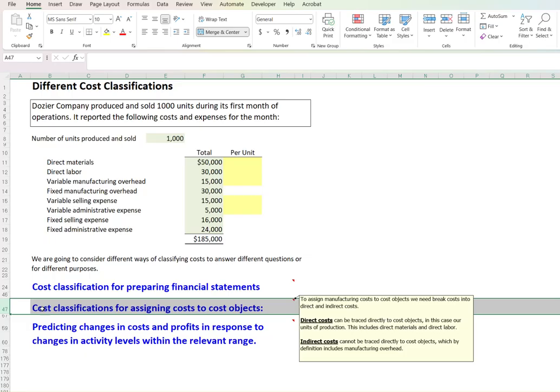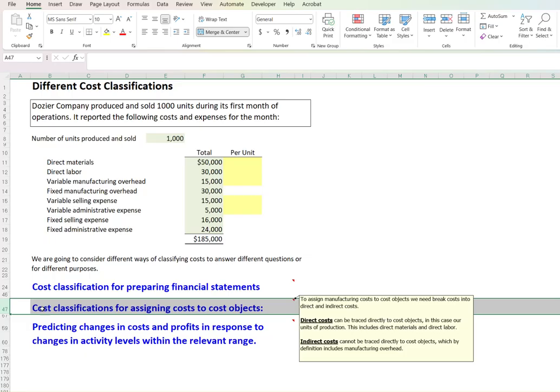Let's think of an airline, jet fuel. We can trace the cost of jet fuel to a particular flight. So that would be a direct cost for a flight. But we can't trace airline fuel to a particular passenger. So we would need to allocate that cost to a passenger. So if our cost object is a passenger, airline fuel would be indirect. But if it's the flight itself, then airline fuel will be a direct cost.